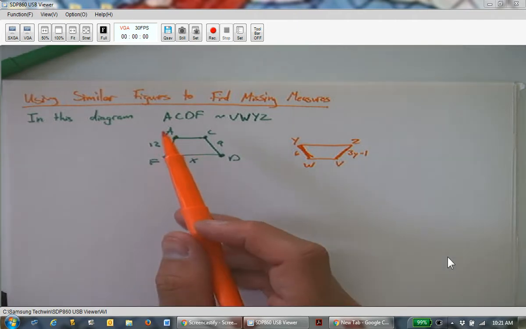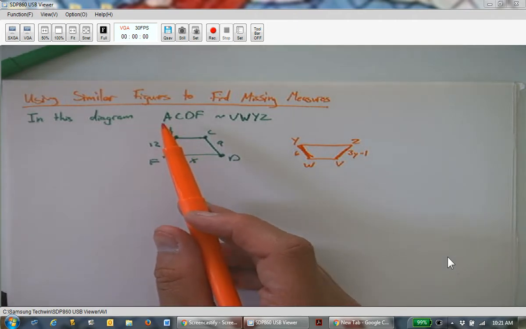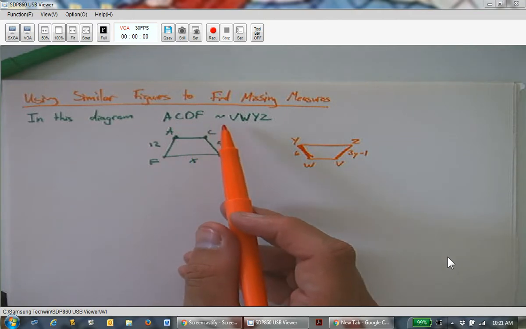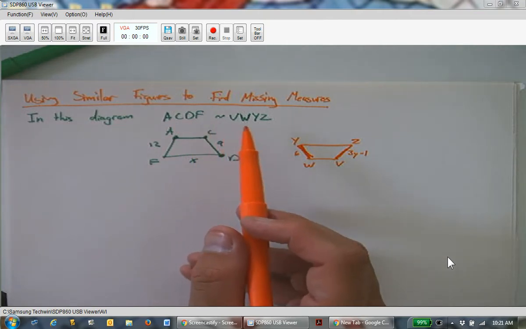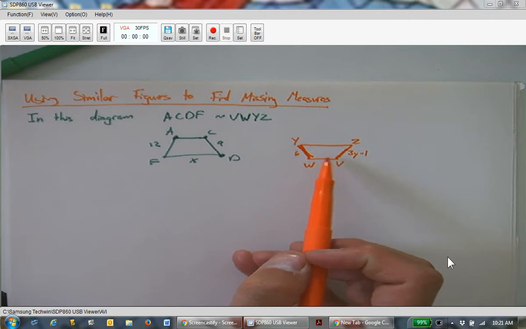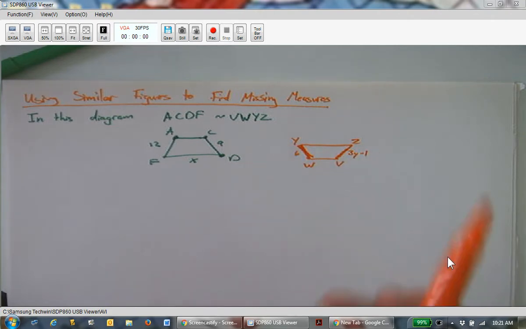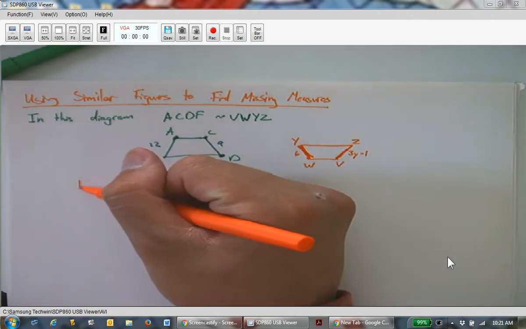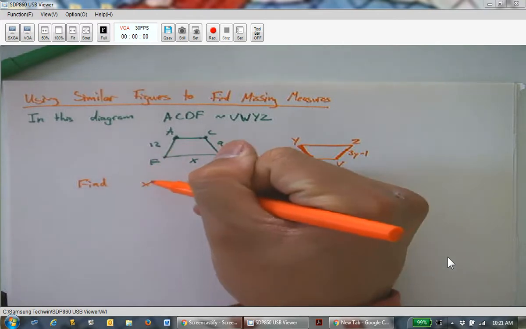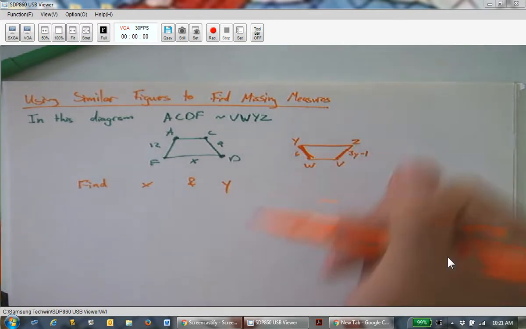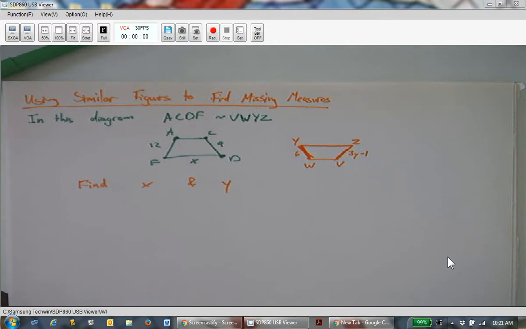Be very careful with the naming convention. It goes from A to C to D to F is congruent to V to W to Y to Z. I want you to please find X and Y. That is going to be your task for the next 10 minutes or so. Good luck. This is going to be you and your partners. Please talk to each other on this one.